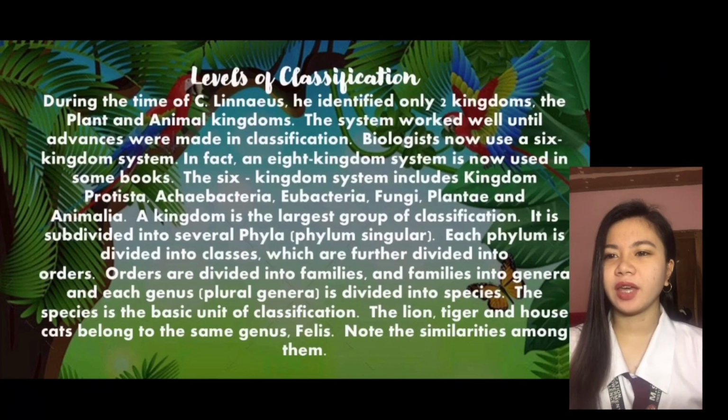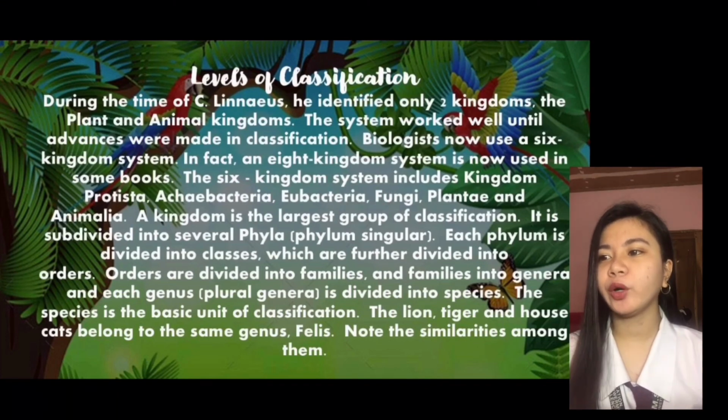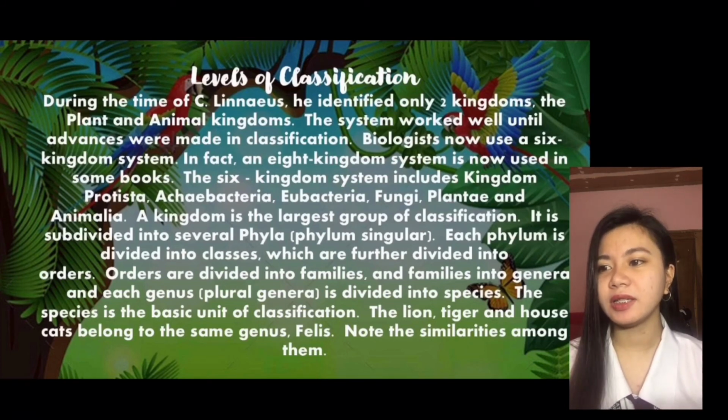Levels of classification. During the time of C. Linnaeus, he identified only two kingdoms, the plant and animal kingdoms. The system worked well until advances were made in classification. Biologists now use a six-kingdom system. In fact, an eight-kingdom system is now used in some books. The six-kingdom system includes kingdom Protista, Archaebacteria, Eubacteria, Fungi, Plantae, and Animalia.